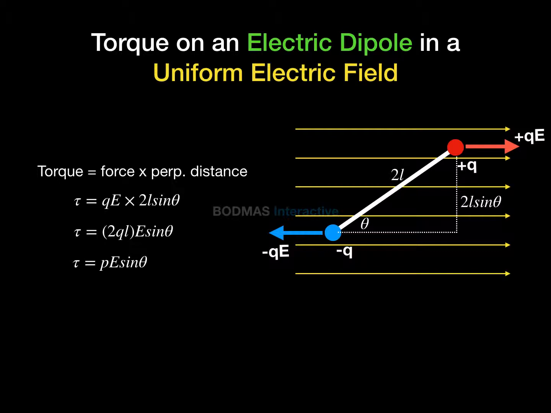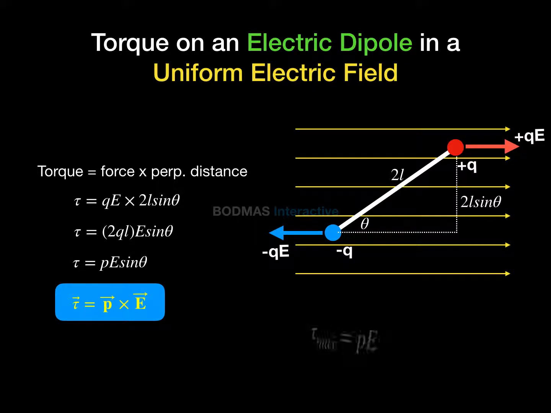If we write the same expression vectorially, it is vector tau is equal to vector P cross vector E. Remember, in this situation, as we have written, torque is equal to PE sin theta. So, this value of torque will be maximum when sin theta is 1, that is when theta is 90 degrees. Therefore, torque is maximum, which is equal to P times E, and in this situation the dipole has been placed at an angle of 90 degrees with the uniform electric field.